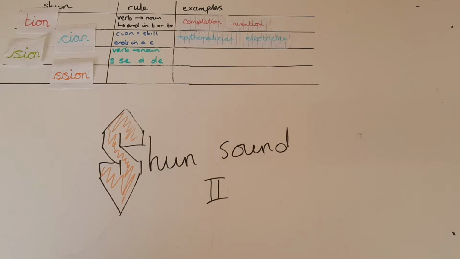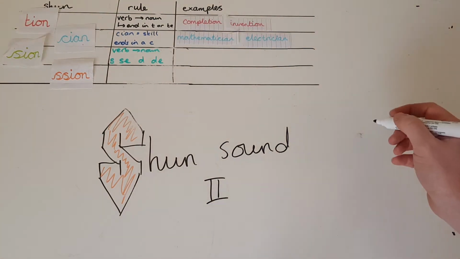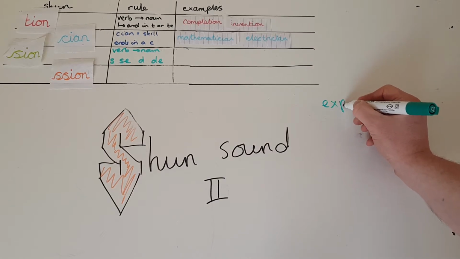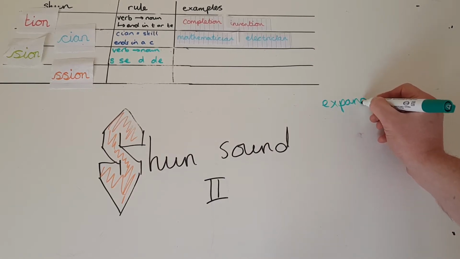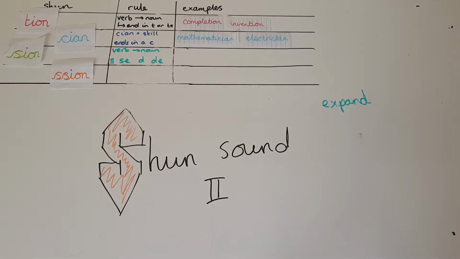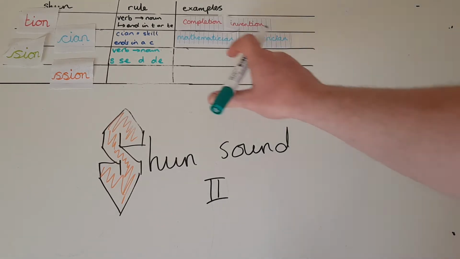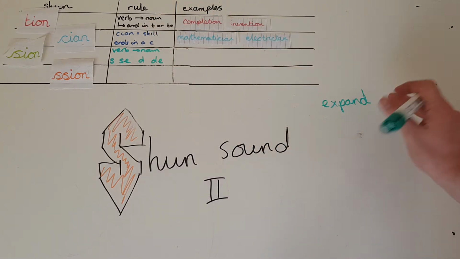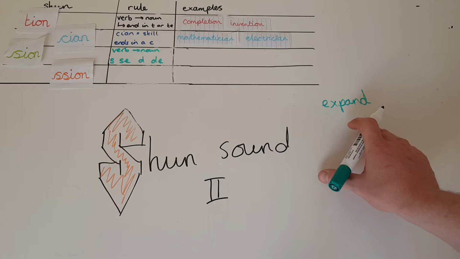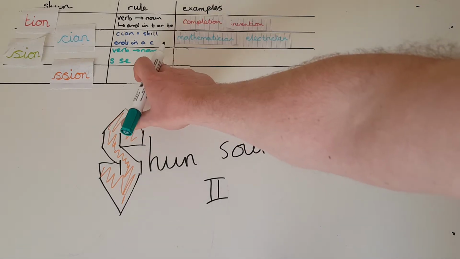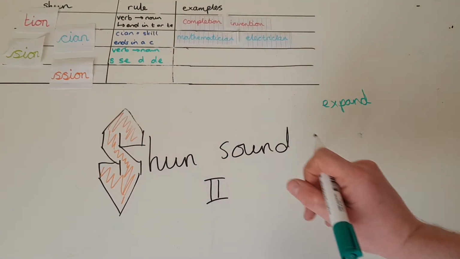Let me give you an example. Over here, if I use the word expand, to expand something. I'm looking straight away: it's a verb and I want to change it into a noun. Well, the verb doesn't end in a T or a TE, so I know I'm not going to put TION at the end of it. It does end in a D. So because it ends in a D, I look over here. Oh yes, it's SION that I need.